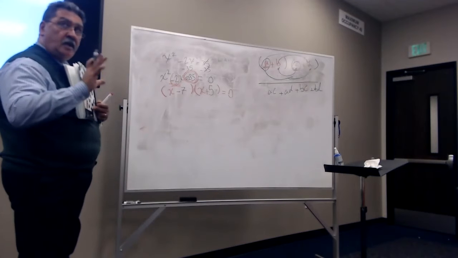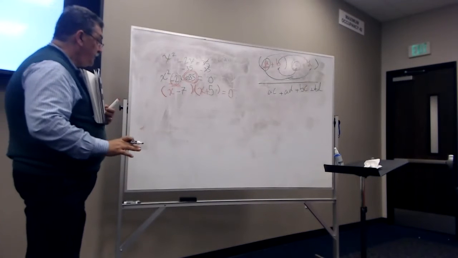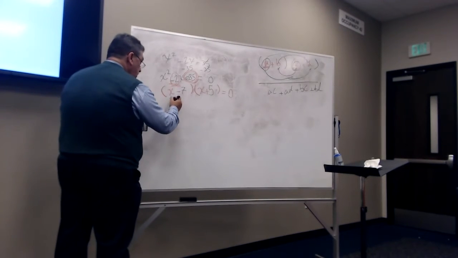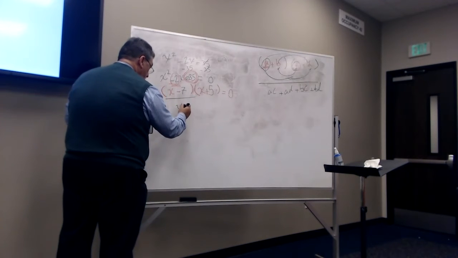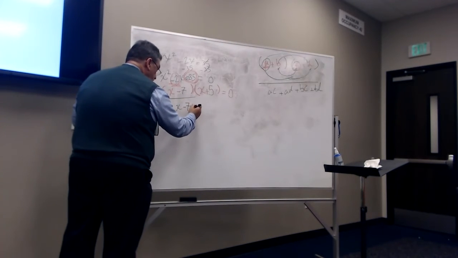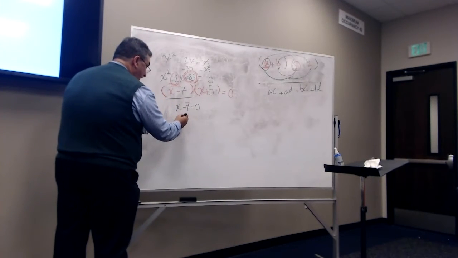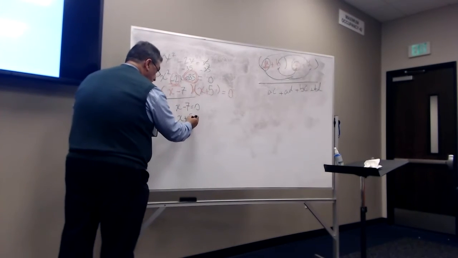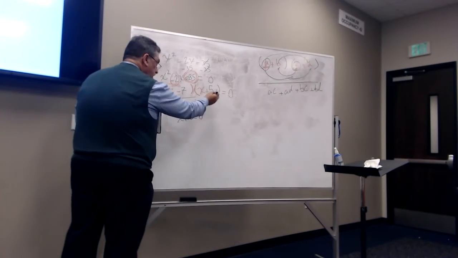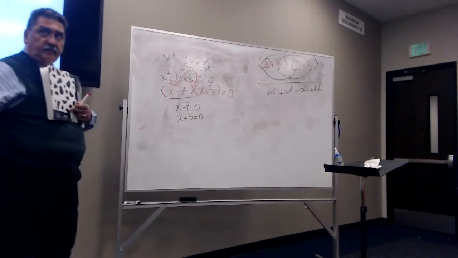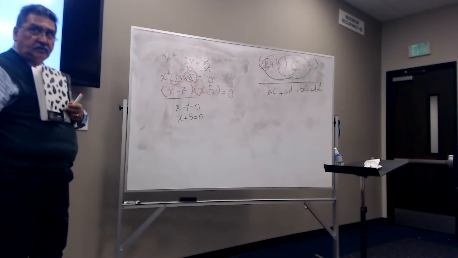Now, when they say solve it, they want the value of x. So you have x minus 7 equal to 0. Remember, because you're in the multiplication form, and x plus 5 is equal to 0. Either parenthesis being 0 makes both sides 0.